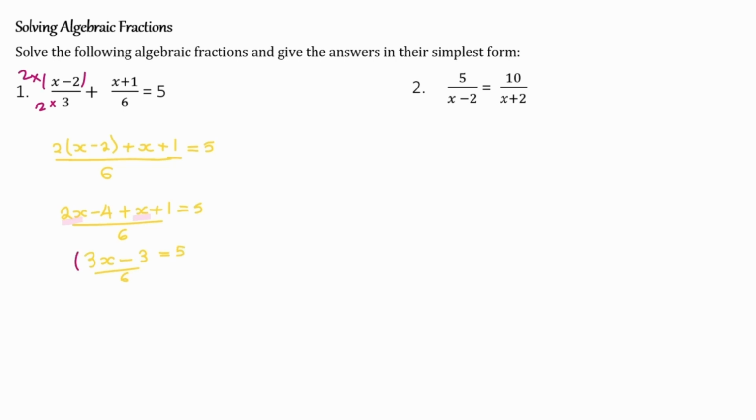To now get rid of the 6, we are going to multiply both sides by 6. So the 6's on the left-hand side cancel out, and we are left with 3x minus 3 is equal to 5 times 6, which is 30. We can then add the 3 on both sides, which will give us 3x is equal to 33. And if we divide both sides by 3, we will have an answer of x is equal to 11.